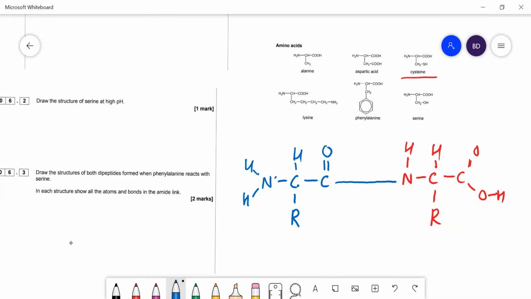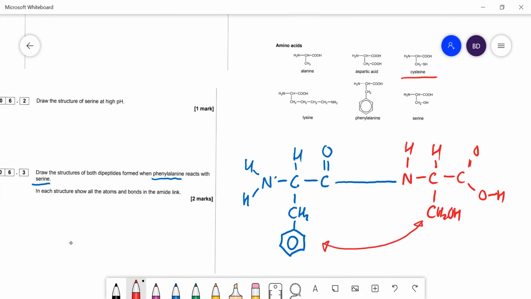That's any dipeptide. Now it says between phenylalanine and serine. So let's say this one was phenylalanine. So all I've got to do is now put the R group for phenylalanine on there, and the R group for serine is that. That's one of the dipeptides, and all we've got to do to draw the other dipeptide then is just swap those. So copy the picture out again and swap the two R groups around.